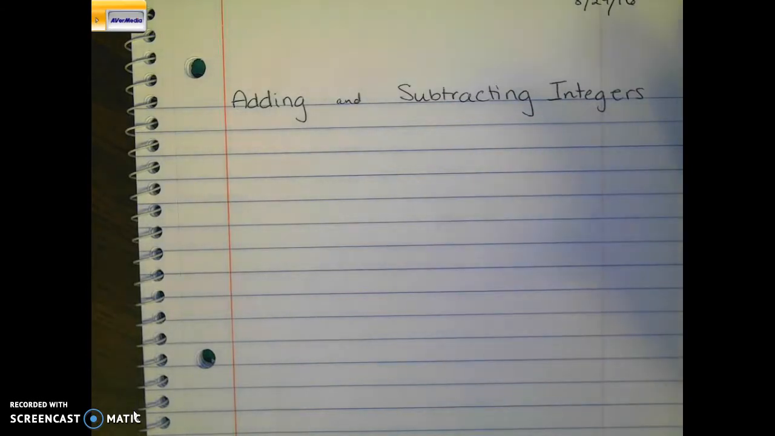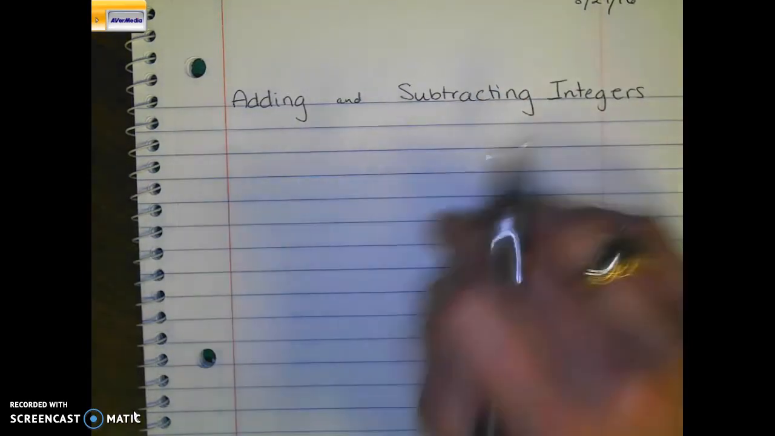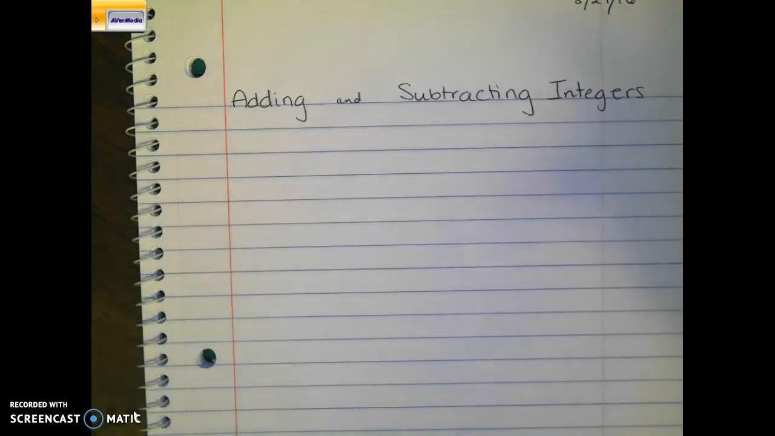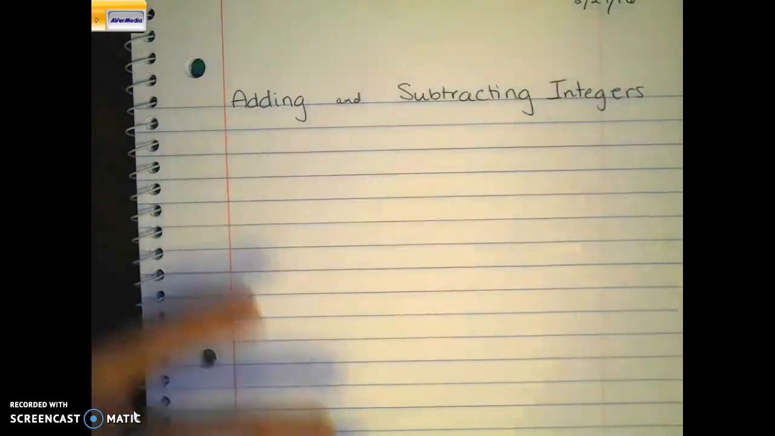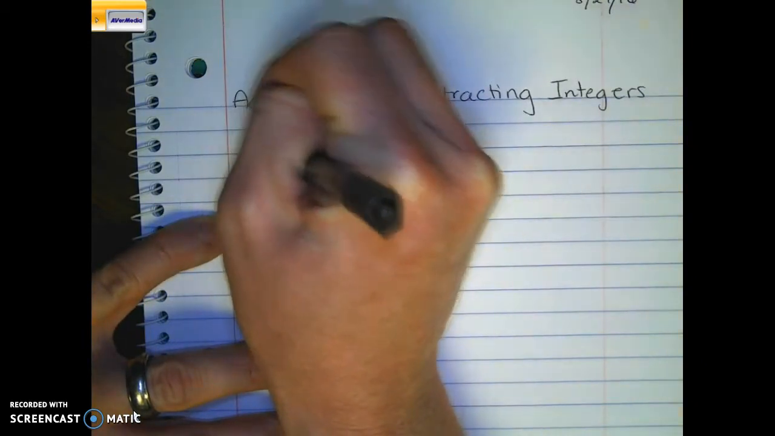Okay? So we're going to add and subtract integers. We talked about integers today in class. Integers are positive and negative whole numbers. Okay? So look, I'm going to jump right into it. Here we go. So all I'm going to do is a list of examples.